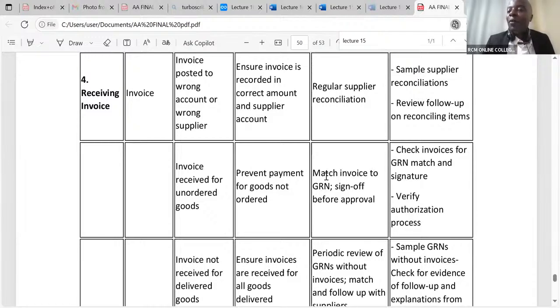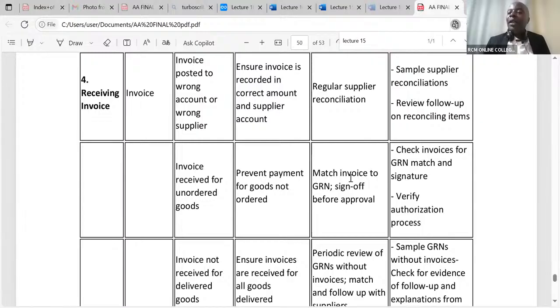This is a form of reconciliation. We're checking the invoices versus goods received notes. And then, of course, you will be able to introduce this concept of signing off. Goods received notes must be signed off by supervisors. Invoices should be signed off by supervisors. So they sign off before approval. That's a very good control.